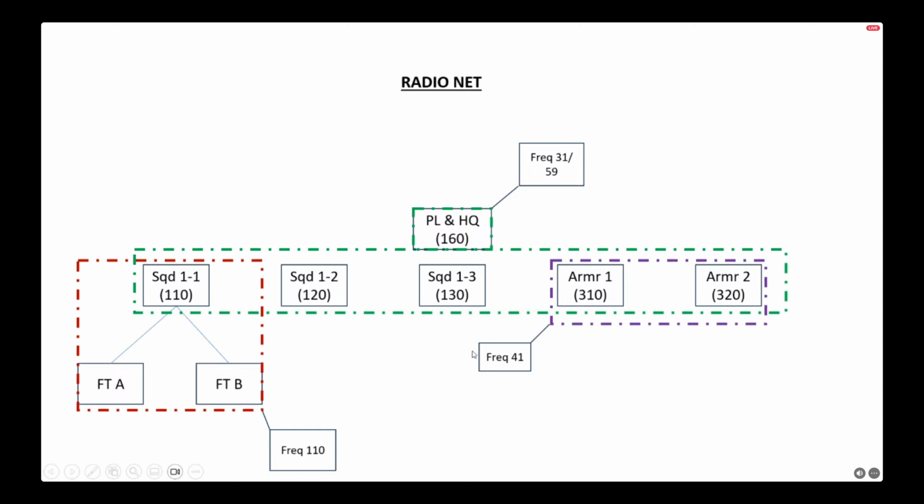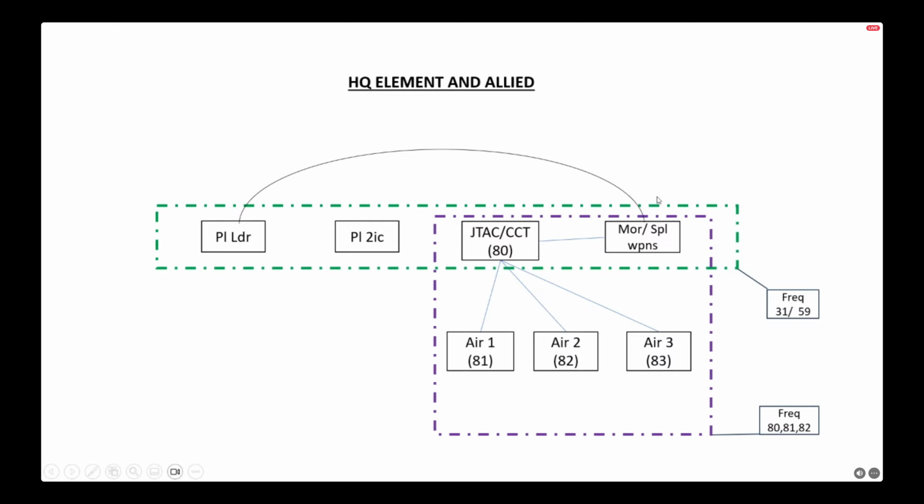This is only a suggestive radio net. Modifications to this can be made, but understand that you need to follow the principles. Principles are: do not clutter the net. Specific radio net for specific people. Like armor has their own specific comms, infantry has their own specific comms, squad has their own specific comms, air has their own specific comms.